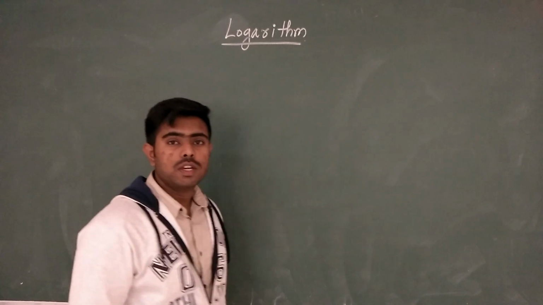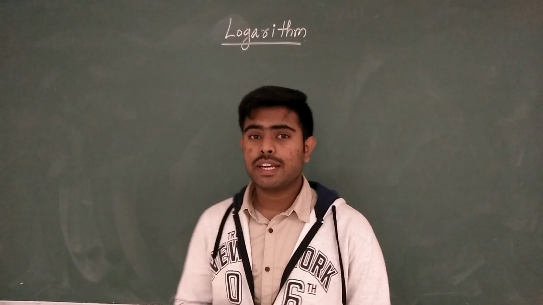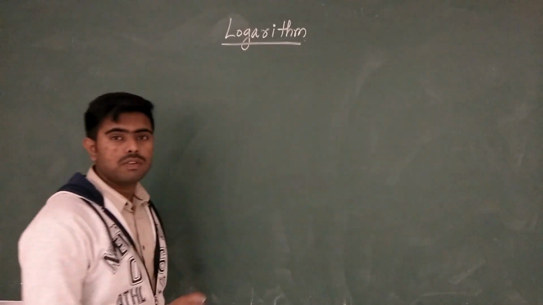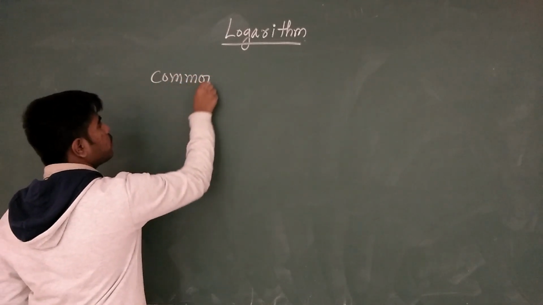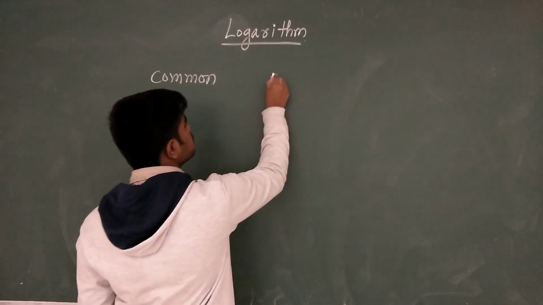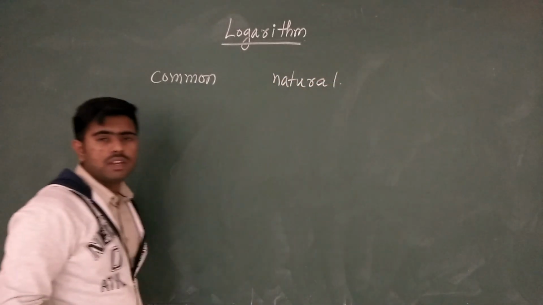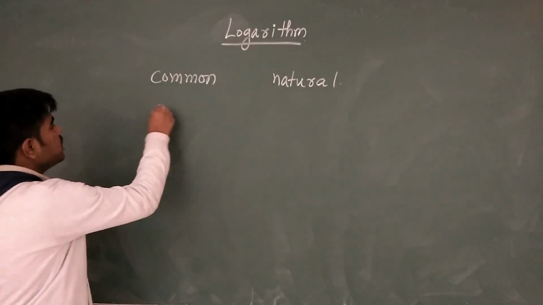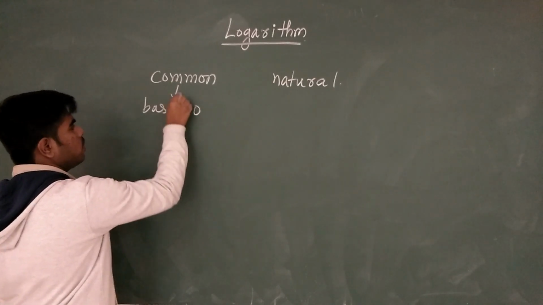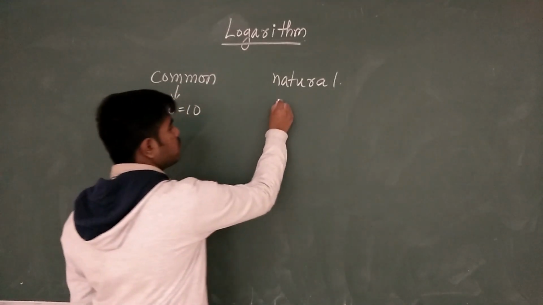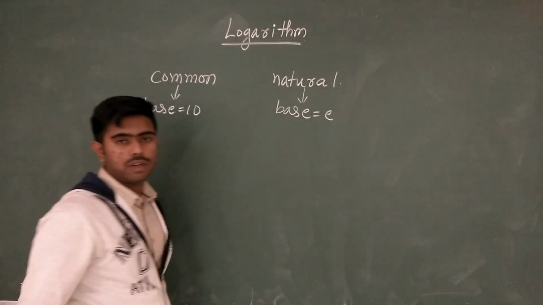We come across two types of standard logarithmic functions. They are distinguished by the bases which they have. The first one is the common logarithm and the second one is the natural logarithm. They are as simple as that. If the value of the base is 10, then it is called the common logarithm. If the value of the base is e, then it is called the natural logarithm.